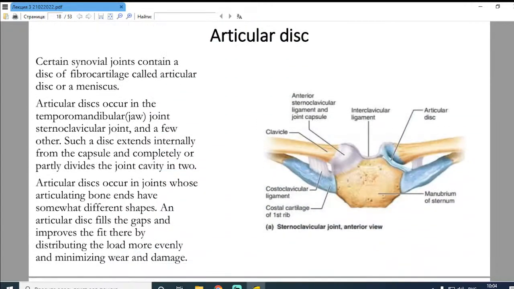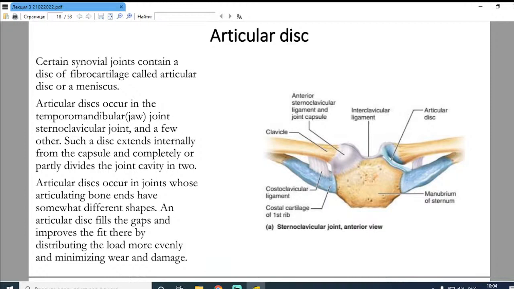Next, articular disc. Certain synovial joints contain a disc of fibrocartilage called an articular disc or meniscus. Articular discs occur in the temporomandibular joint, the sternoclavicular joint, and a few others.